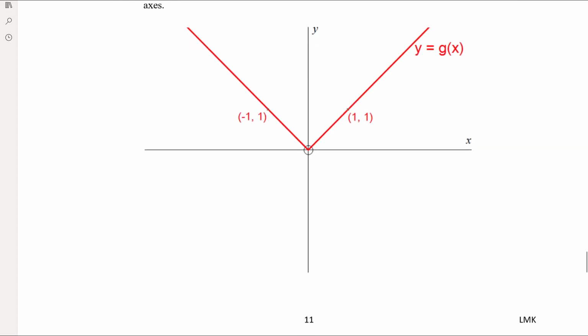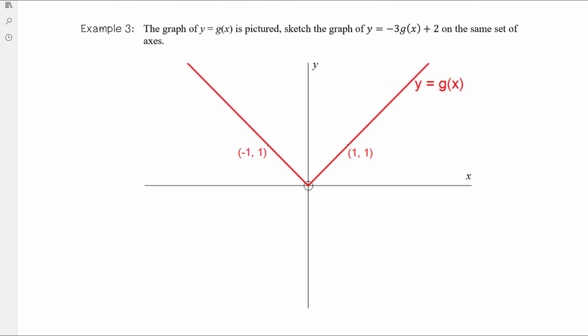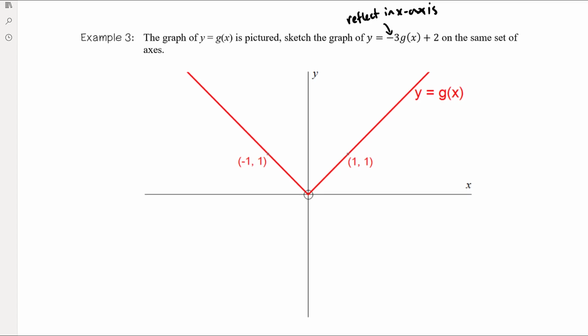Okay, here's a third example. I think this might be the last one. No, there's 4. The graph of y equals g of x is pictured. Sketch the graph of y equals -3 times g of x plus 2. So the negative is going to reflect in the x-axis. The 3 is going to dilate by 3 from the x-axis.